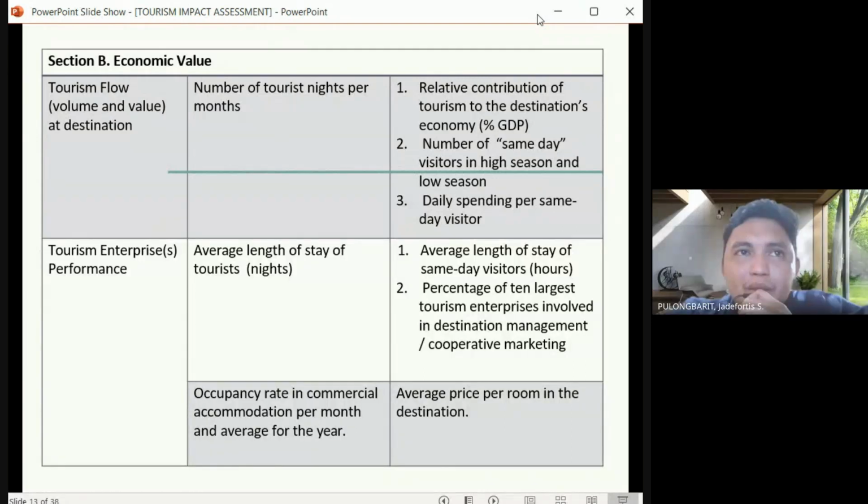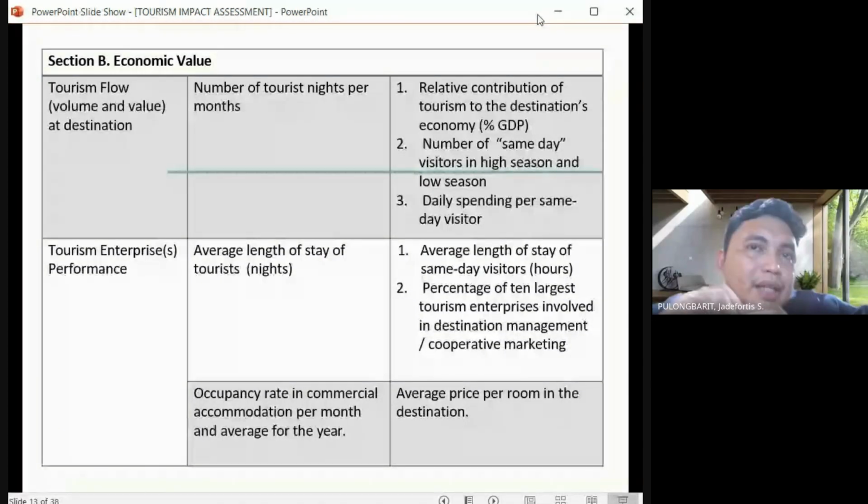Another one, tourism enterprises performance. So, to determine the average length of stay of tourists, meaning length of stay per night, how many nights they stay in a certain accommodation. Okay? So another one, optional indicators: average length of stay of same-day visitors by hour, especially for same-day visitors, or percentage of 10 largest tourism enterprises involved in destination management or cooperative marketing.